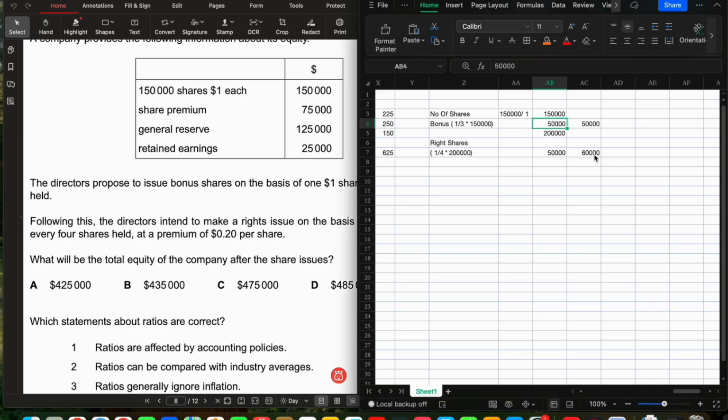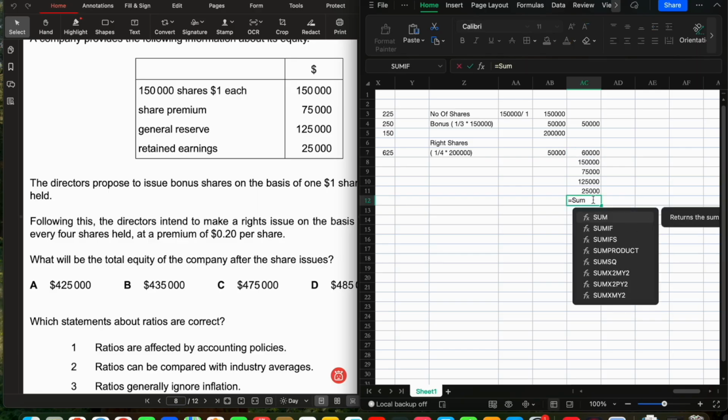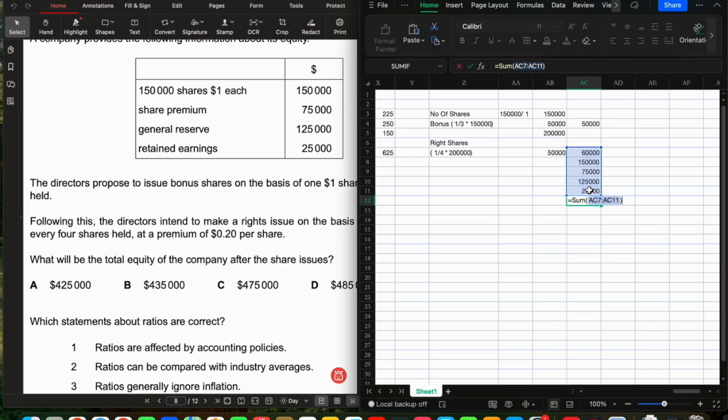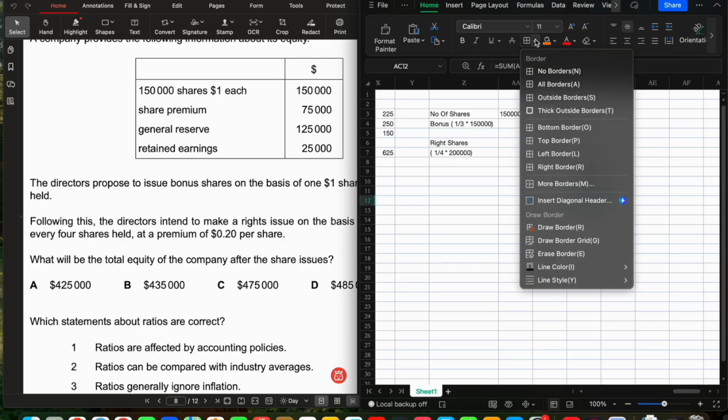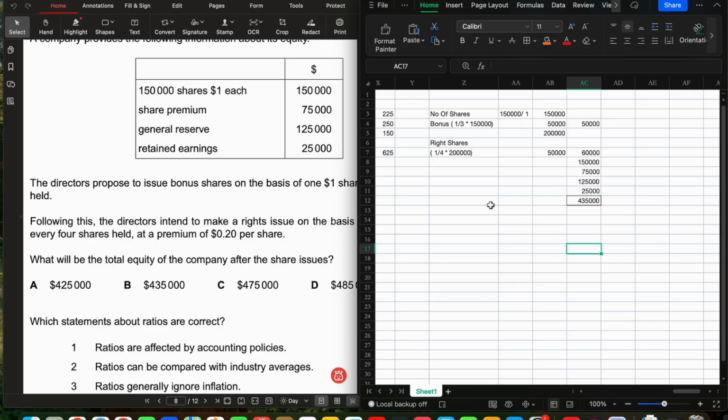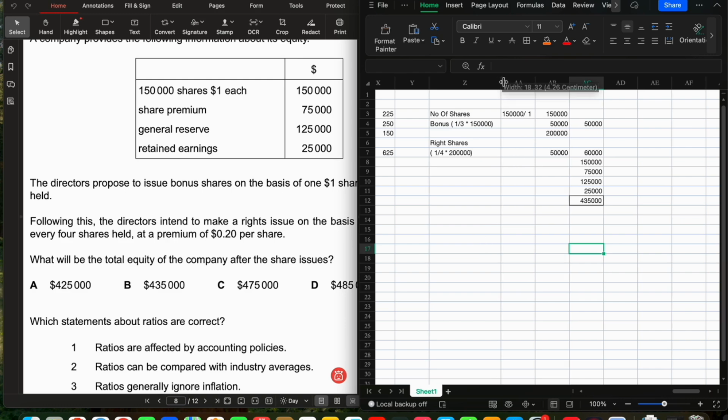So here overall capital, or equity, is increasing by only 60,000. If we add all of this, 150,000 plus 75,000 plus 125,000 and 25,000, and add this new inflow of 60,000, this would be your new capital amount: 435,000. Now if you have not understood this, then let me prepare a small account for your understanding.